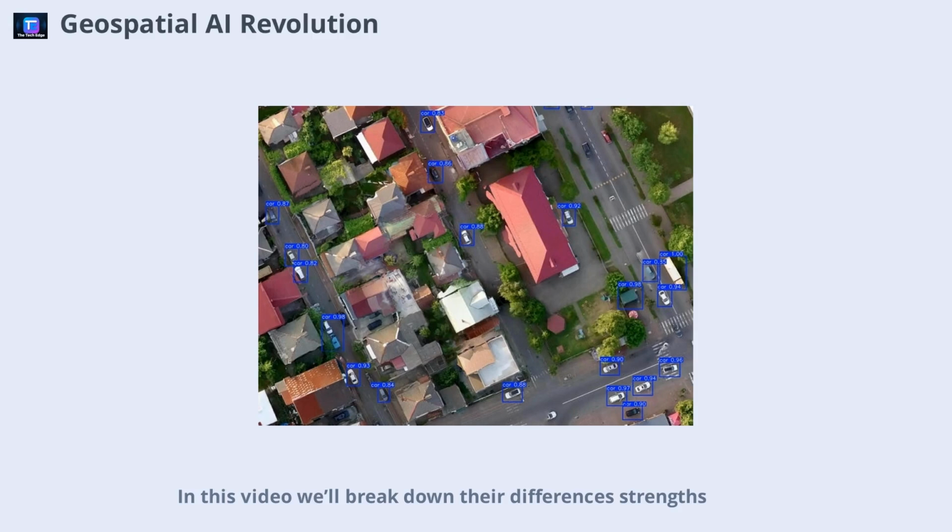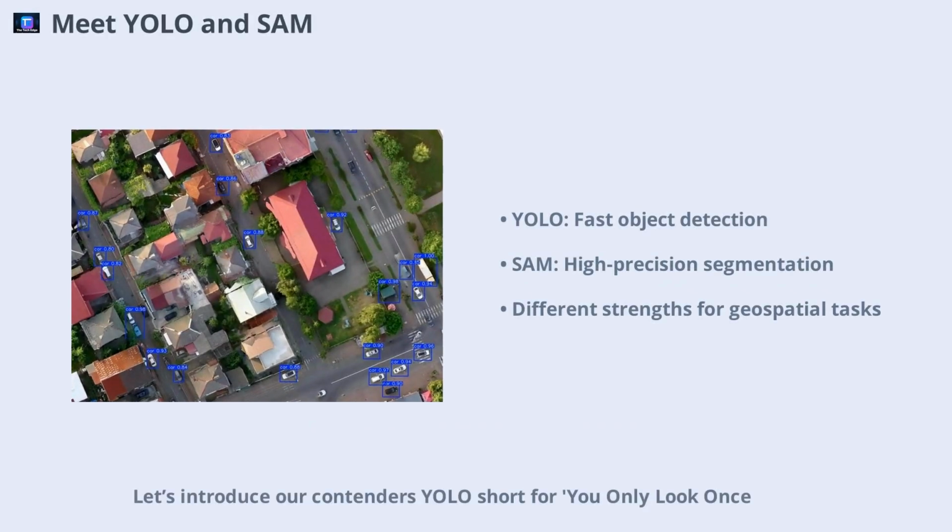In this video, we'll break down their differences, strengths, and real-world applications, guiding you through the technical landscape of modern geospatial AI. Let's introduce our contenders. YOLO, short for You Only Look Once, is a lightning-fast object detection model. It's known for its ability to spot and count objects in images with remarkable speed. On the other hand, SAM, or Segment Anything Model, is a cutting-edge segmentation tool that can outline and separate objects with high precision. While both are powerful, they're designed to tackle different challenges in geospatial analysis. Understanding their core differences is key to choosing the right tool for your project.